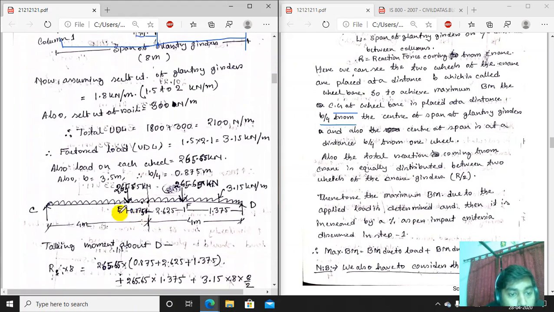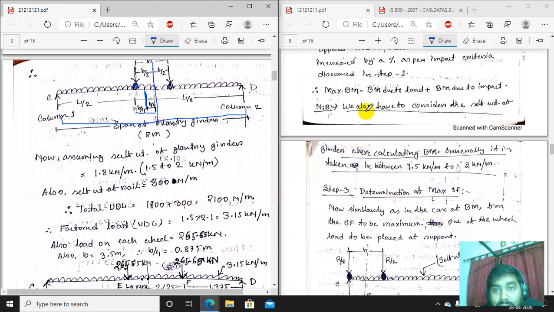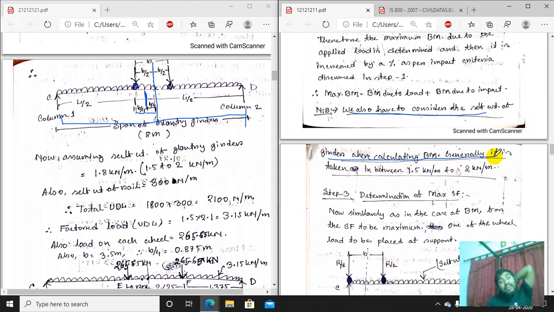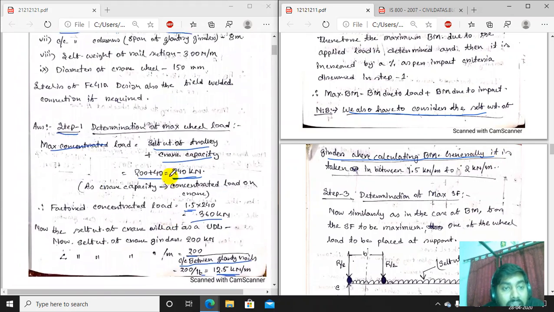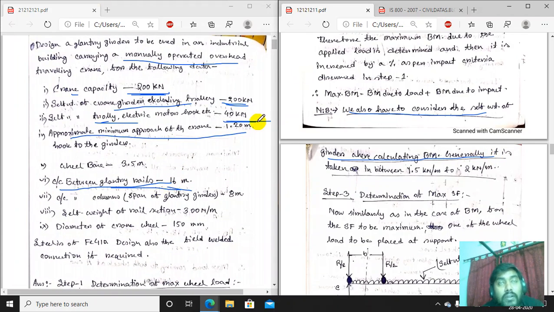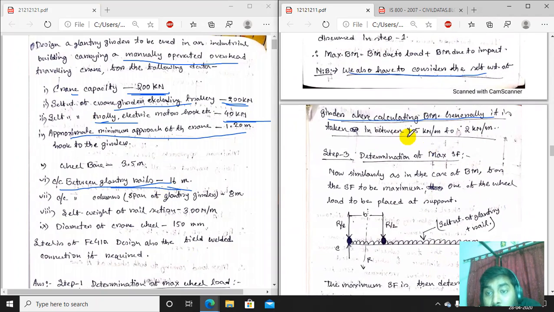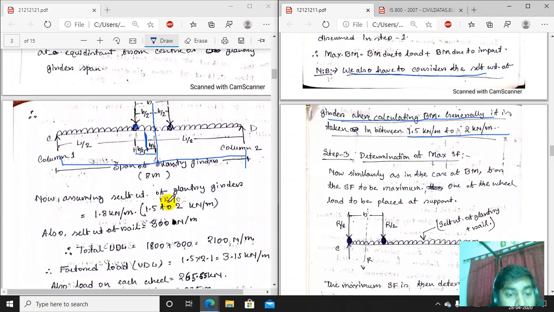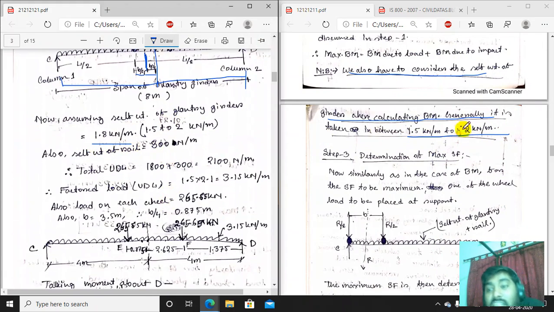Considering the picture, it is written here that we also have to consider the self-weight of the girder when calculating the bending moment. As we considered the self-weight of the crane girder when calculating the wheel load, here we also have to consider the self-weight of the gantry girder. In our problem, no self-weight of the gantry girder is specified, so you have to assume that value. It is generally assumed between 1.5 to 2.2 kilonewton per meter. So we are taking 1.8 kilonewton per meter.